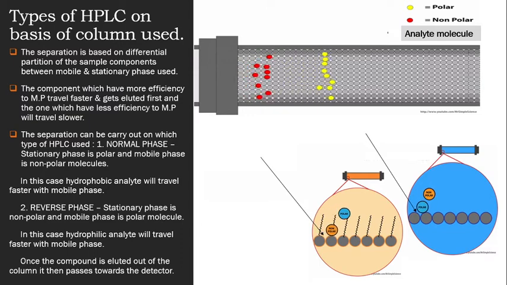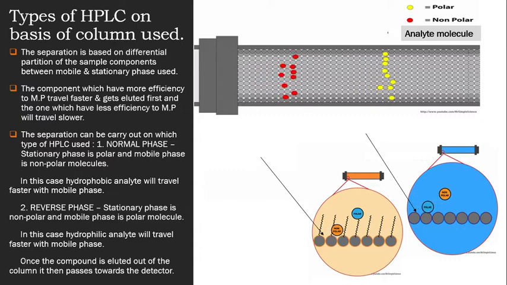This is the diagram shown, where the yellow component is the polar one and the red one is the non-polar one. In comparison to the red one, yellow has more affinity towards the mobile phase, that's why it's traveling faster in comparison to the red analytes.